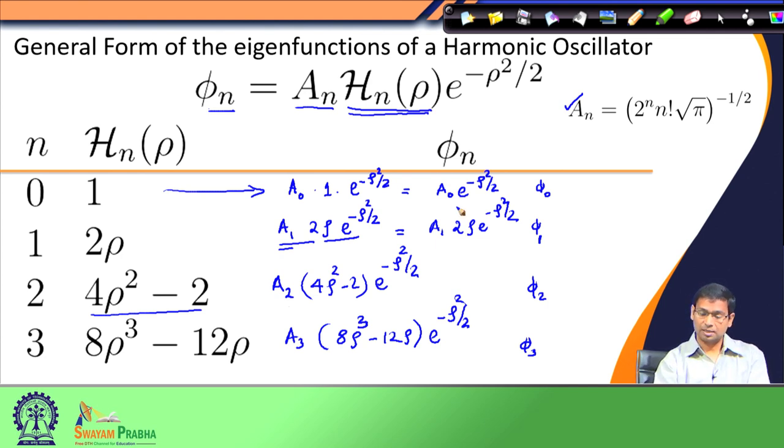you can see here is that the lowest eigenfunction of the harmonic oscillator has only the Gaussian function, which we already have discussed is an even function. When you look at the second eigenfunction phi 1, you see that this has e to the power minus rho square by 2, the Gaussian function, which is an even function, but it is multiplied by rho, which is an odd function. When you multiply an odd function and an even function, you get an odd function. So, therefore, phi 0 is an even function, phi 1 is an odd function.